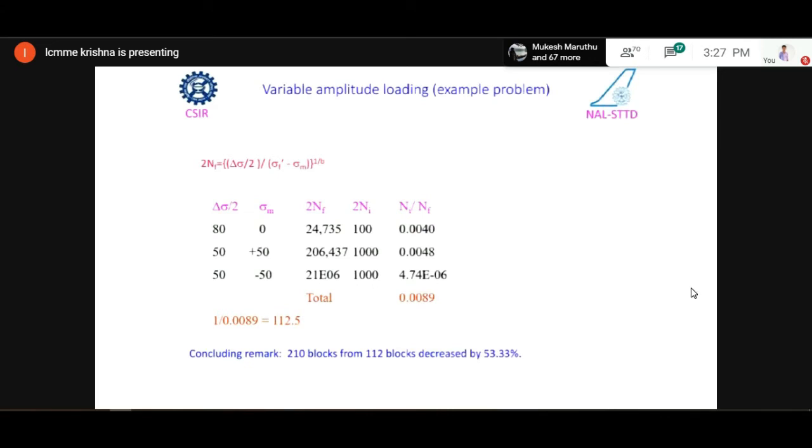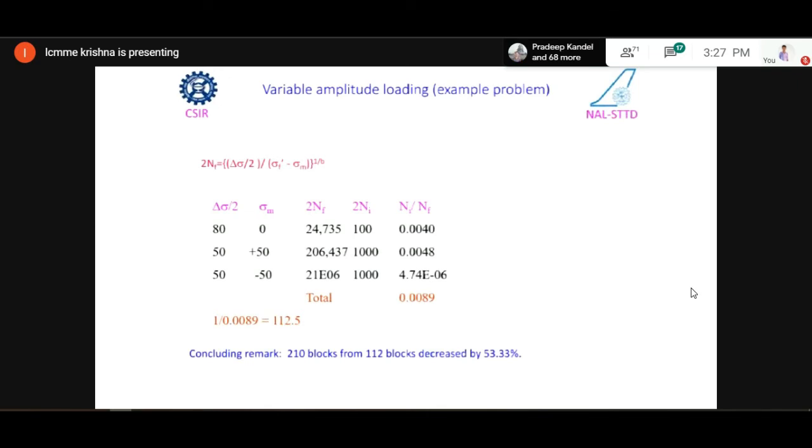So now considering the mean stress effect. Once you consider the mean stress effect, you see the number of cycles to failure is increasing. We see 24,000 as the number of cycles to failure, and 206,437 as the cycles, and 21,...6 as the number of cycles to failure. We get 112 blocks as the cycle. So the concluding remark from this analysis is that from 210 blocks to 112 blocks, it almost reduces by 53%.